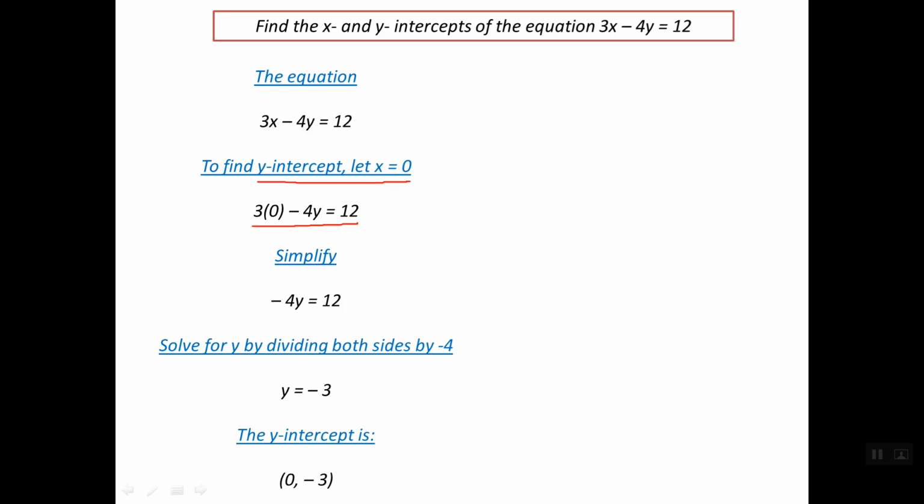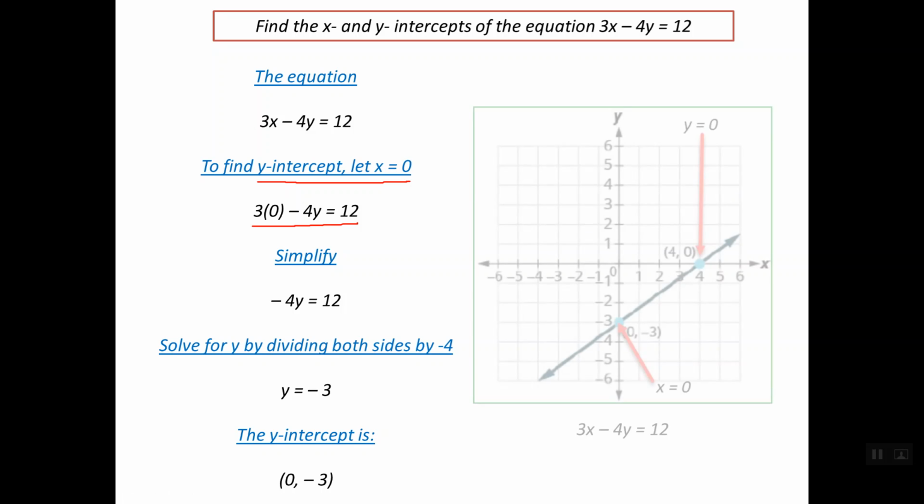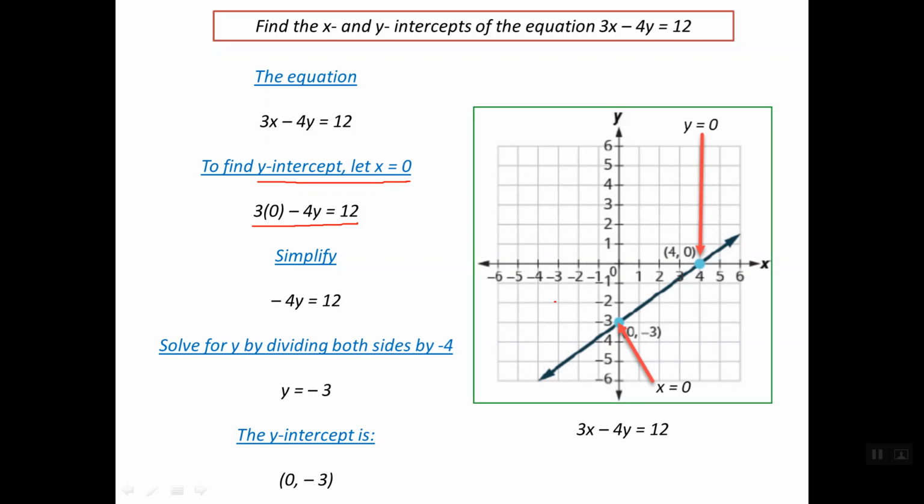We can ensure this result by comparing with the diagram. As you see here, this is the point for the y-intercept, and the coordinates of this point are 0 and minus 3, the same as we have got.